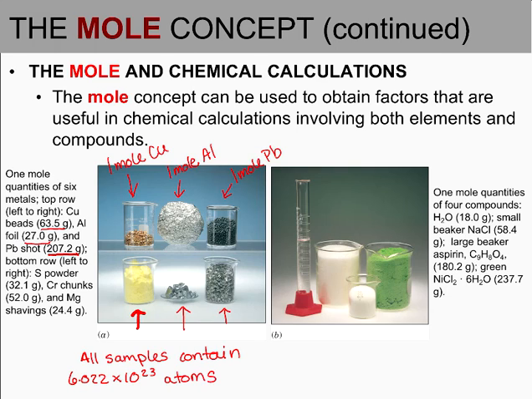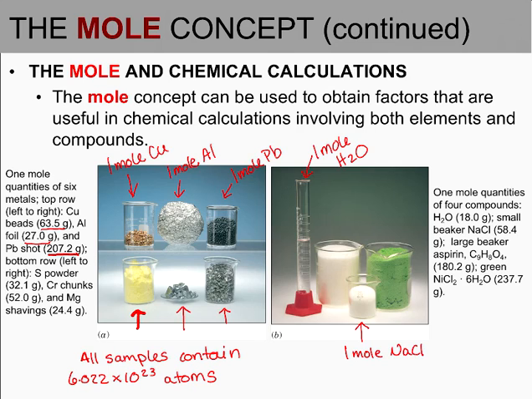And then on the right-hand side, we have 1 mole quantities of 4 different compounds. So in this graduated cylinder on the left here, we've got 1 mole of H2O, water. And again, that weighs 18 grams approximately. And then in this small beaker, we have 1 mole of sodium chloride, which is table salt. So that's the salt that you put on your food. And that weighs 58.4 grams.